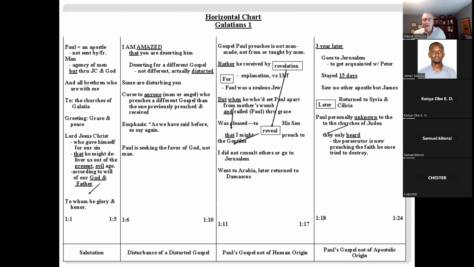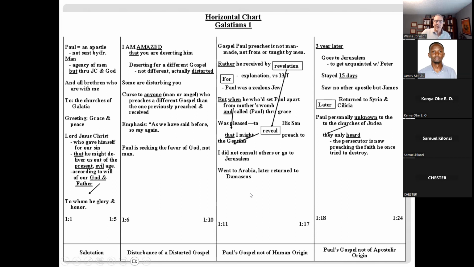So it says, that I might preach to the Gentiles. I did not consult others or go to Jerusalem, went to Arabia, later returned to Damascus. So there's just kind of brief notes from the paragraph. My concluding title to describe this paragraph, again, and I just want to emphasize, we're observing. So I use the word describe, not interpret. So we're not interpreting yet, we're just observing.